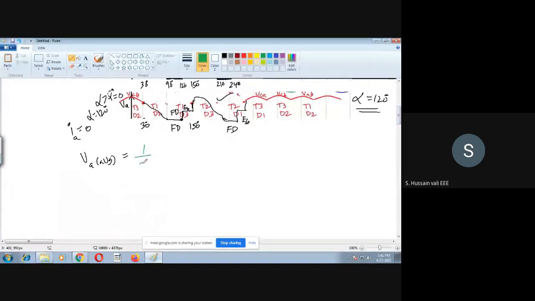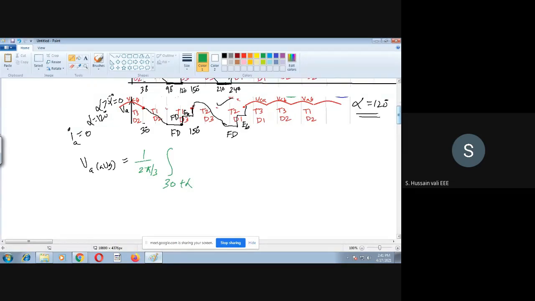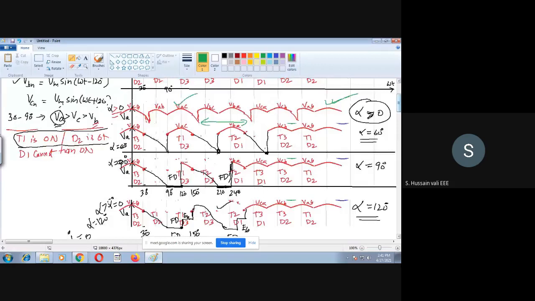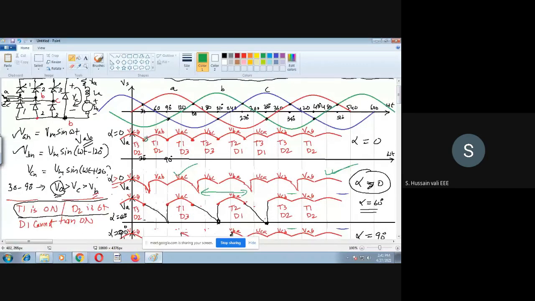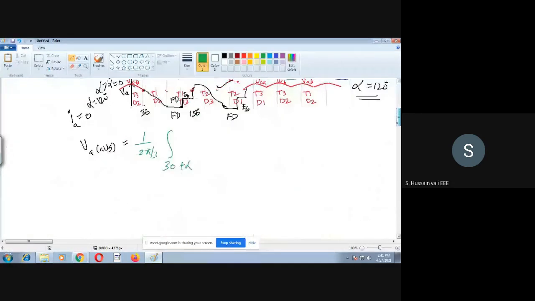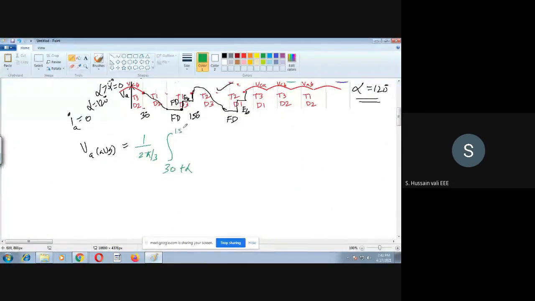So 1 by 120 in the sense 2 pi by 3 integration 30 plus alpha, because I told you already alpha in the sense you have to start from 30, this point. What is this point actually? This point is 30. So the alpha will start. So alpha equal to 0 means 30. So 150 plus alpha, because 120 degrees duration. Then you will find out VA minus VC d of omega t.